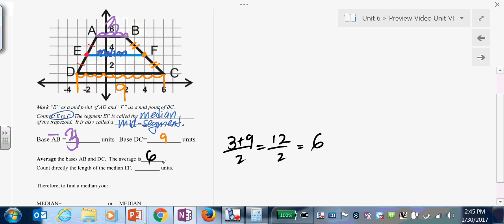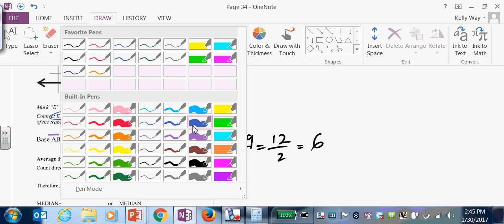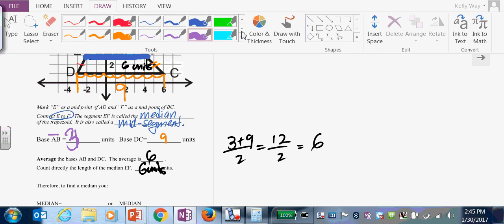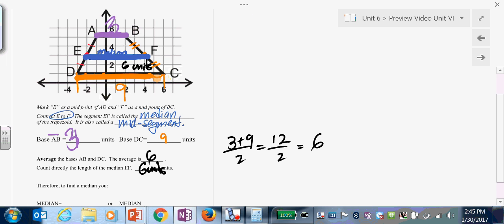Now let's physically check the length of the median. Bunny hop it. Notice that's also 6 units. So what we just figured out is that this median is the average of the bases. The median is the average of the bases.